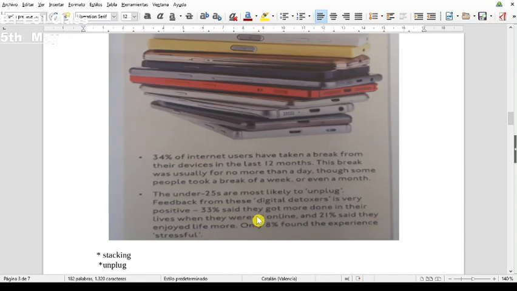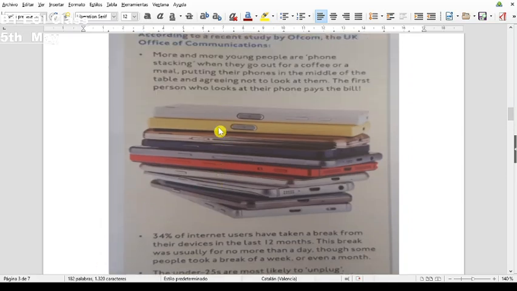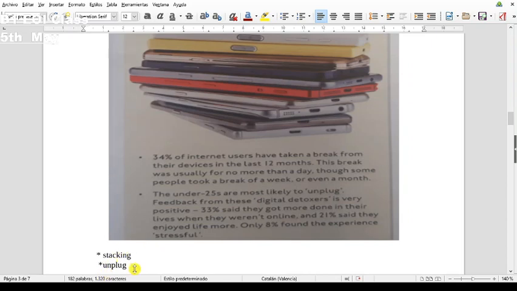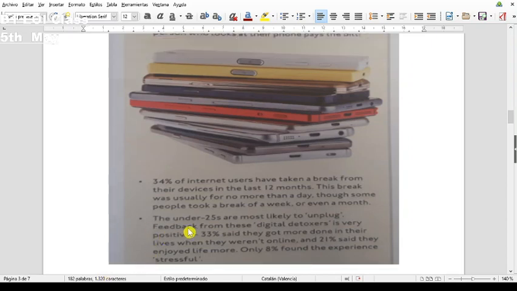33% said they got more done in their lives when they weren't online, and 21% say they enjoy life more. Only 8% found the experience stressful. Then here we have the important vocabulary: stalking, apilar, phone stalking, and unplug, disconnect. And feedback són els resultats d'aquest estudi. And 33% got more done in their lives, 21% enjoy life more, and only 8% found the experience a little stressful.